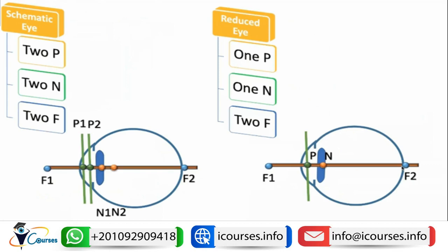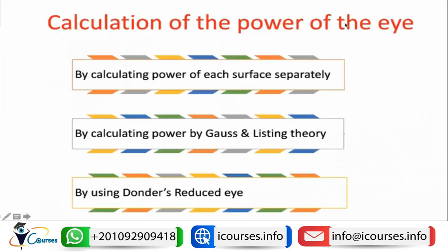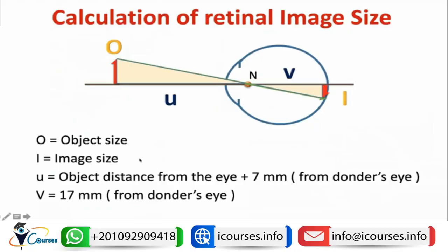So here now we know how we can calculate the power of the eye by using different methods, either by calculation of each power separately, or by the Gullstrand schematic eye that is based on the principle of Gauss and Listing theory, and by using Donders' reduced eye. So what is the application of this? One of the applications of Donders' reduced eye is the calculation of the retinal image size.